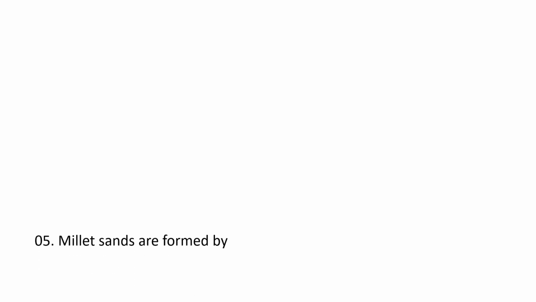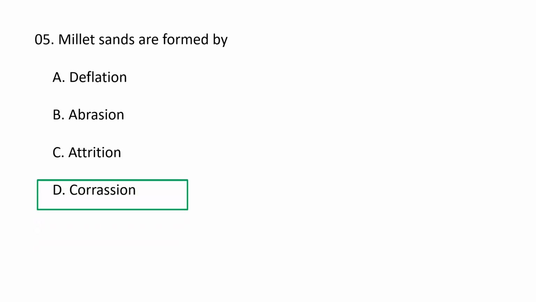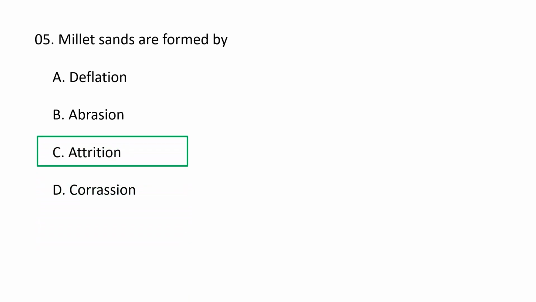Next question. Millet sands are formed by A. Deflation, B. Abrasion, C. Attrition, and D. Corrosion. So the correct answer is millet sands are formed by attrition. Sand that consists of smoothly rounded grains about the size of a millet seed is generally indicative of prolonged aeolian or wind action. So millet seed sands are formed by attrition. C is the correct option.